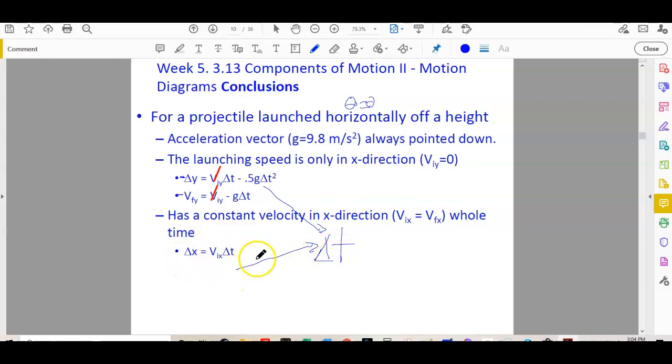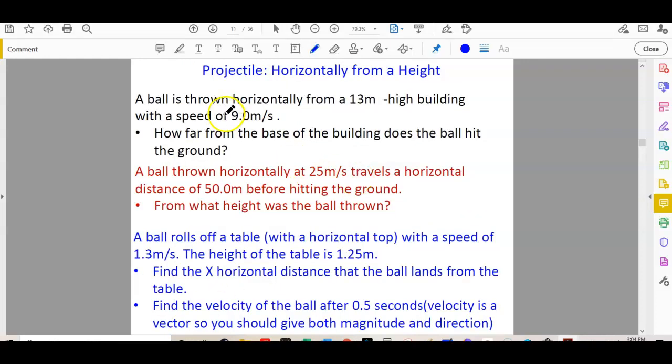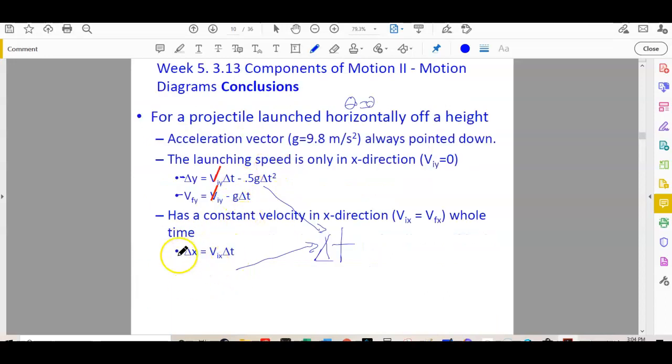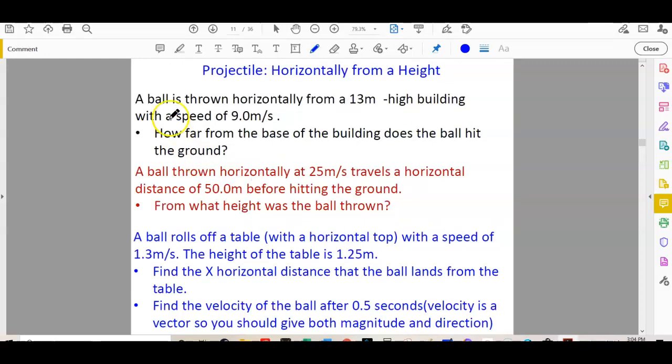So whatever you're solving for, whatever they're asking for, this first problem is how far off the base of the building does the ball hit the ground. Well, that would be a delta x, and if we're given a launch angle, we don't know delta t. We're going to have to find delta t from the y direction equation. So let's do this first problem, shall we?